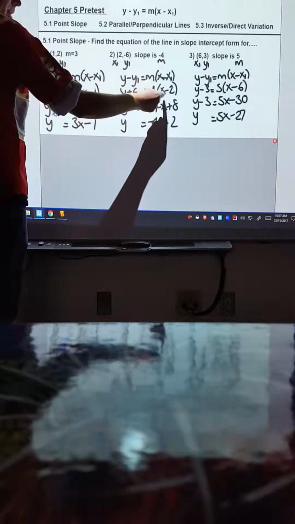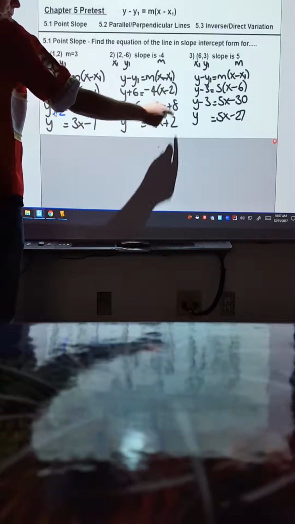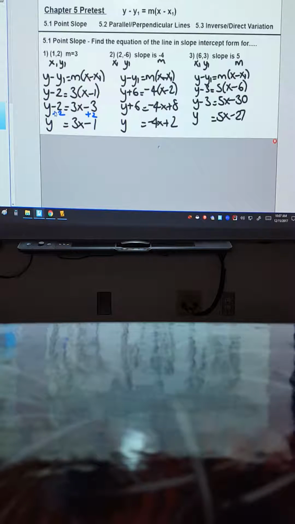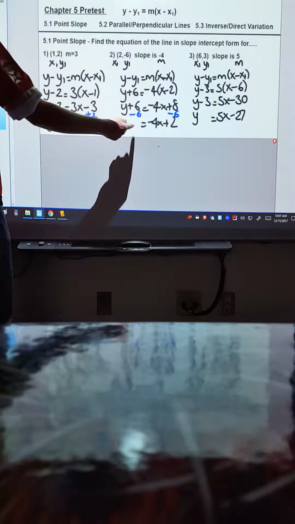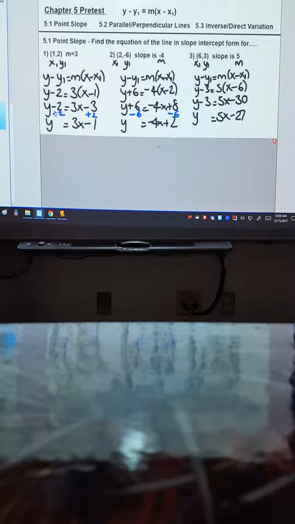When we distribute, -4 times x, -4 times -2 will give us +8. And then on the last line, when we're trying to get y equals, we're just going to do the opposite to both sides so we get left with just y, and then 8 take away 6 would give us +2.